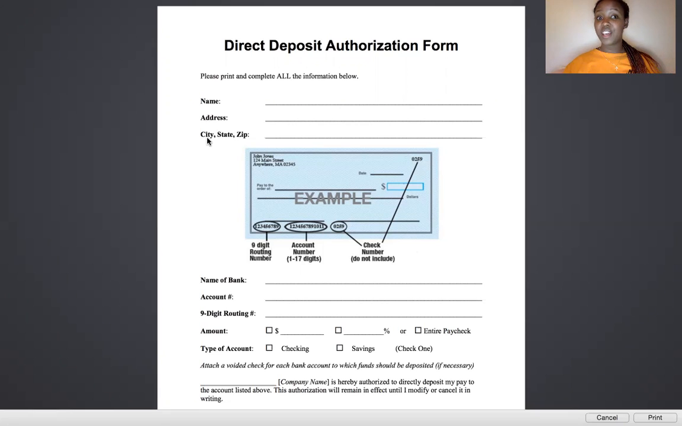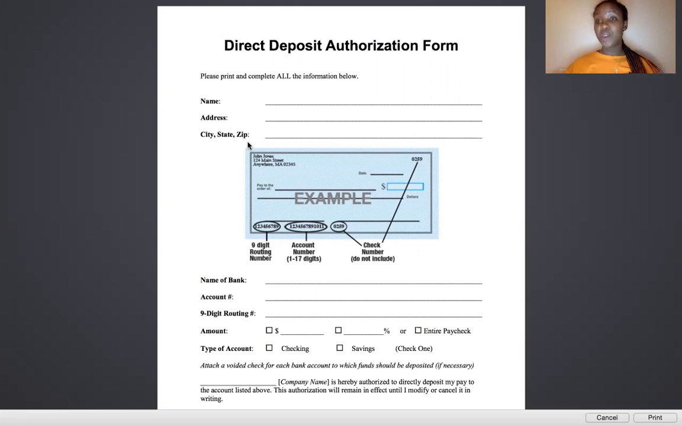You will need to give your city. So the city we are in is Louisville. Louisville. You will need to give your state. So the state we are in is Kentucky. Kentucky. And you will need to give your zip code.